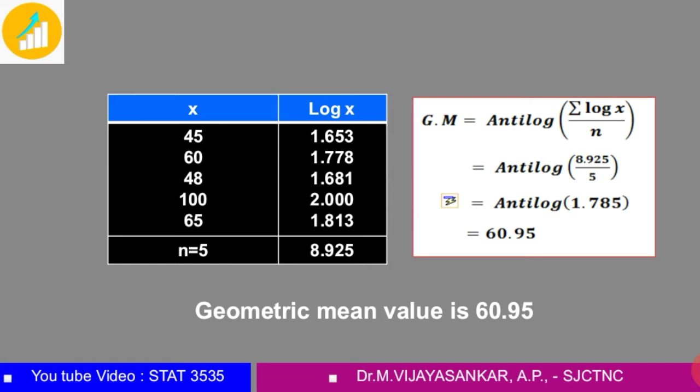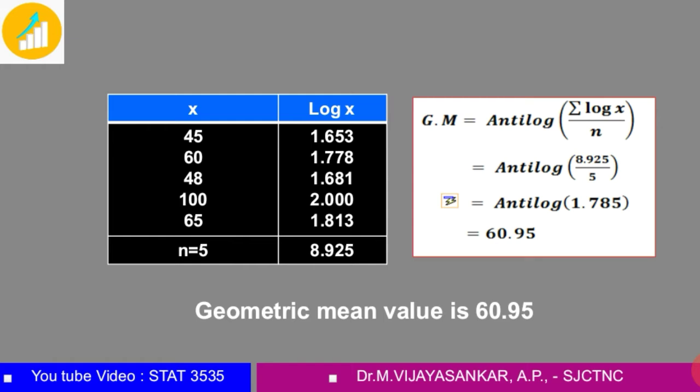Now we are going to calculate our geometric mean. Our geometric mean formula is antilog of summation log x by small n. So now we calculate the sum of log x values. In the second column we have the log x values. Summing these, we get the sum of log x values as 8.925. This is our numerator answer.